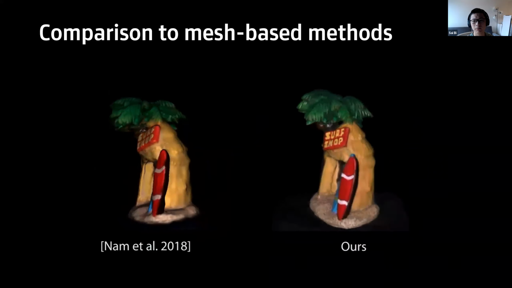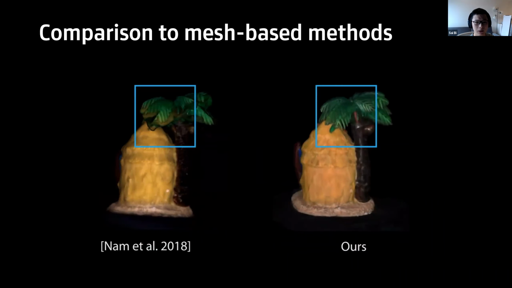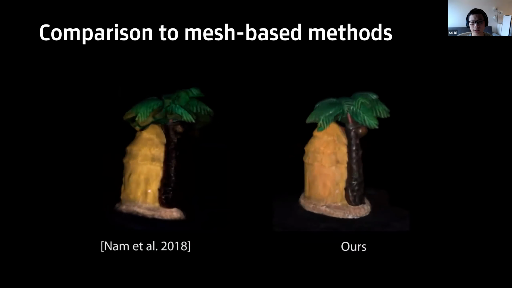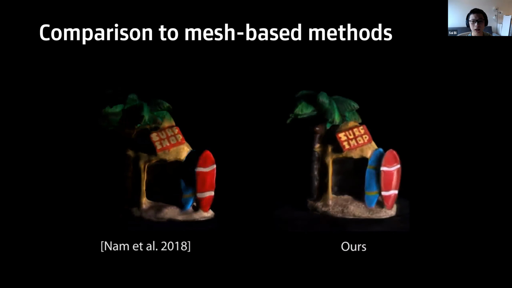Here is a comparison on another real-world scene. The captured object here has complex geometries with thin structures such as the leaves on the tree. Mesh-based methods fail to reconstruct these detailed structures. In comparison, our method is able to reconstruct more accurate geometries and generate higher quality renderings.